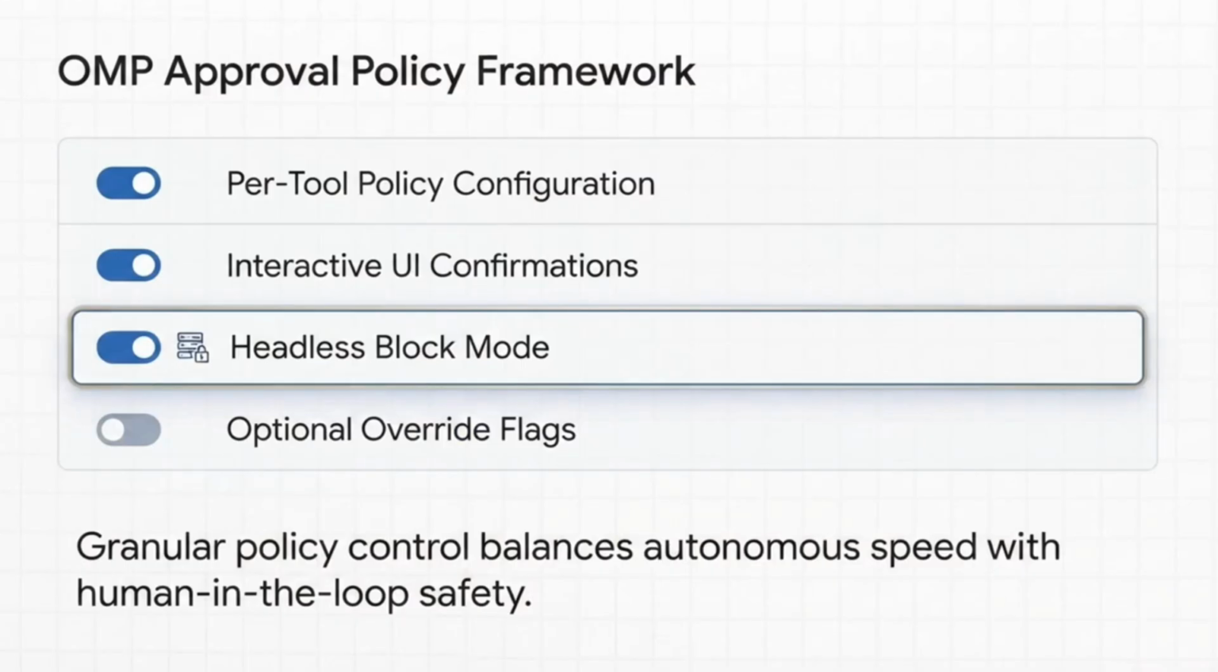OMP handles this exact risk natively through a built-in user consent mechanism called approval mode. By default, destructive actions like bash commands or arbitrary file writes trigger interactive UI confirmation prompts. In headless RPC modes, it just automatically blocks these calls to maintain total safety. You get fully configurable per-tool policies. Now, yes, if you absolutely want the agent to run free, there's an optional --yolo override flag. But the foundational architecture is built strictly on explicit consent.